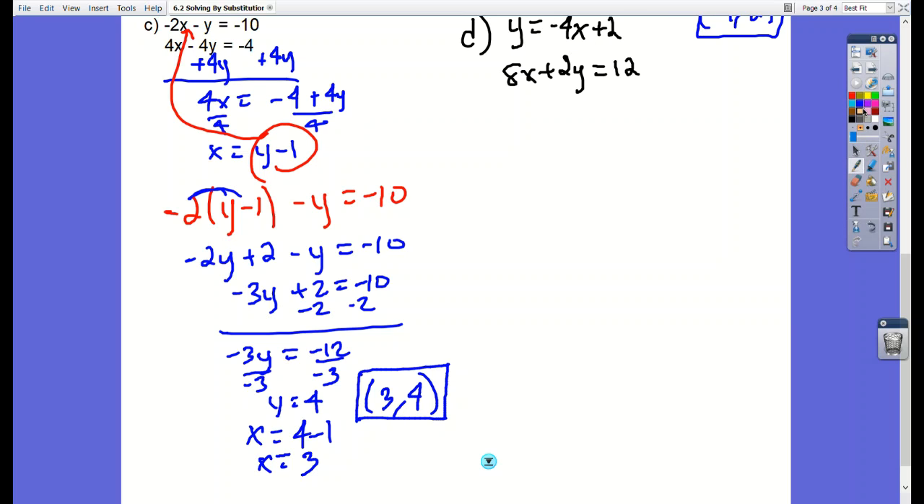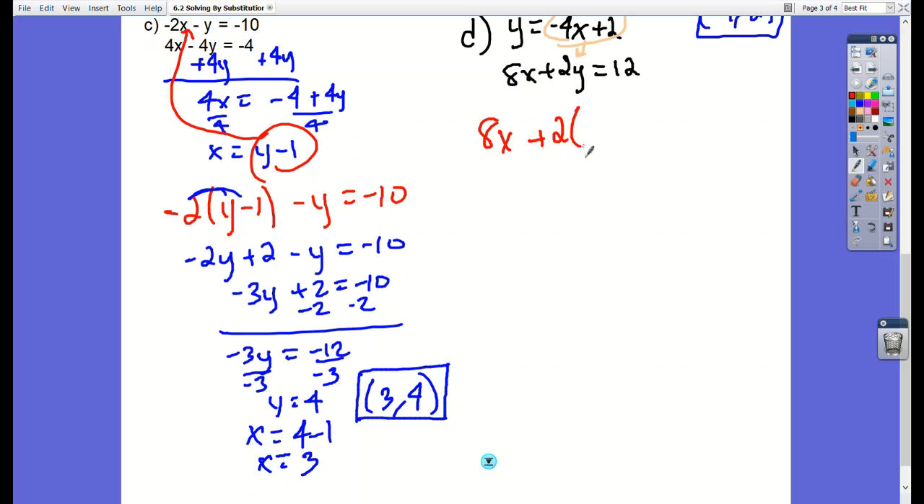All right, when we do this, what do you guys notice? So we already have y solved for. Plug that in here. Somebody read the next line to us. Once we plug in that y equals. Ethan, what's that next line? 8x plus -8x plus 4 equals 12.